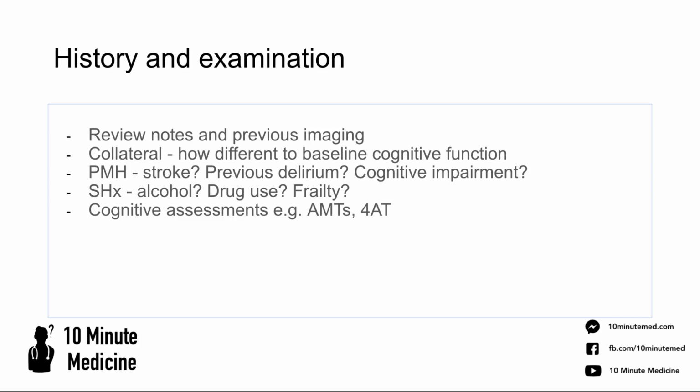In your assessment, you can do a cognitive assessment, such as an AMTS or a 4AT. And of course, a full examination of the patient is important. Perhaps you can find a localizing sign of something that could be causing their delirium. It's basically a top-to-toe examination, A to E, of finding something that could be wrong that we can fix and maybe improve the delirium.